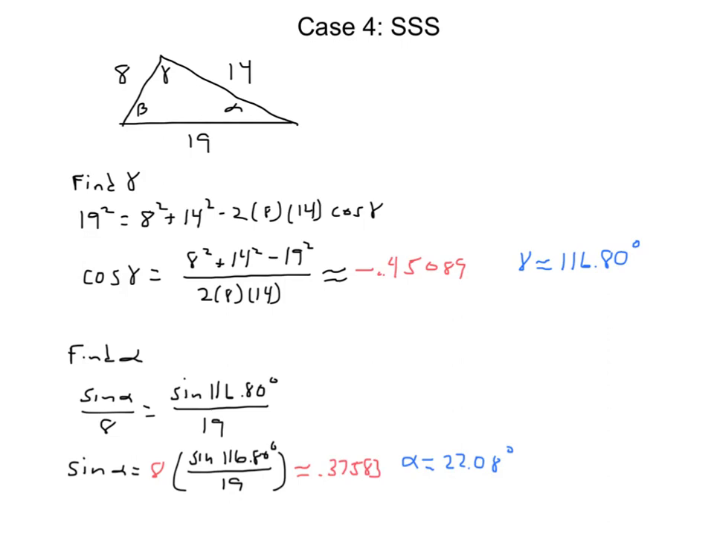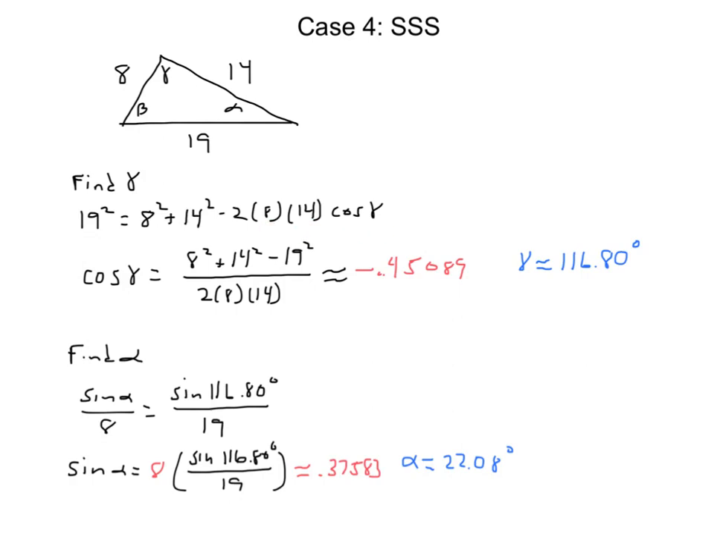So in this case, I want to use the law of cosines to find the biggest angle in the triangle. Now, I know that because the biggest angle is going to be across from the longest side. So in this case, I know that my largest angle has got to be gamma. And so, setting it up with the law of cosines, remember how the law of cosines works. It's going to be that 19 squared equals 8 squared plus 14 squared minus 2 times 8 times 14 times the cosine of gamma.